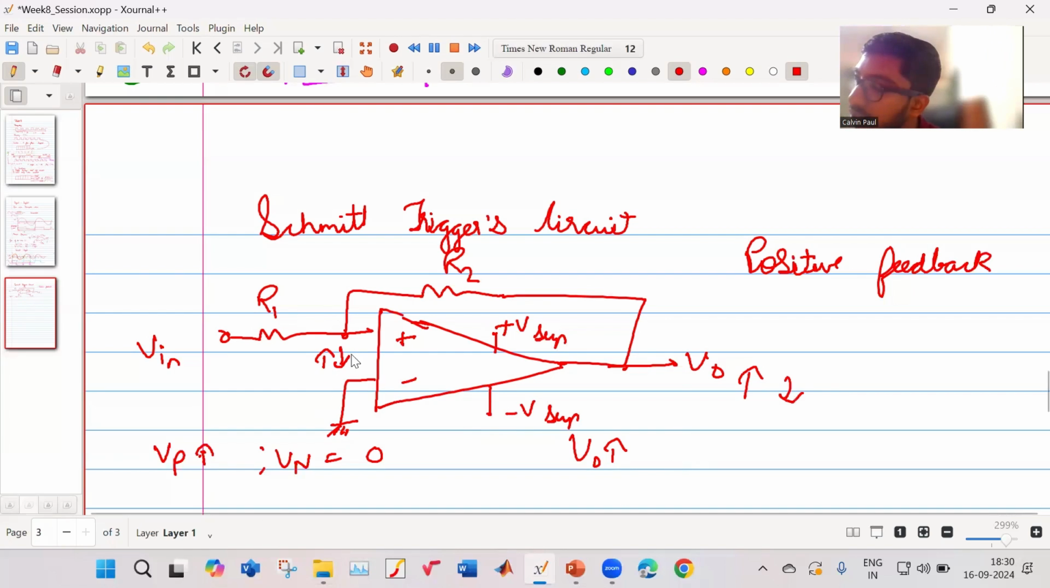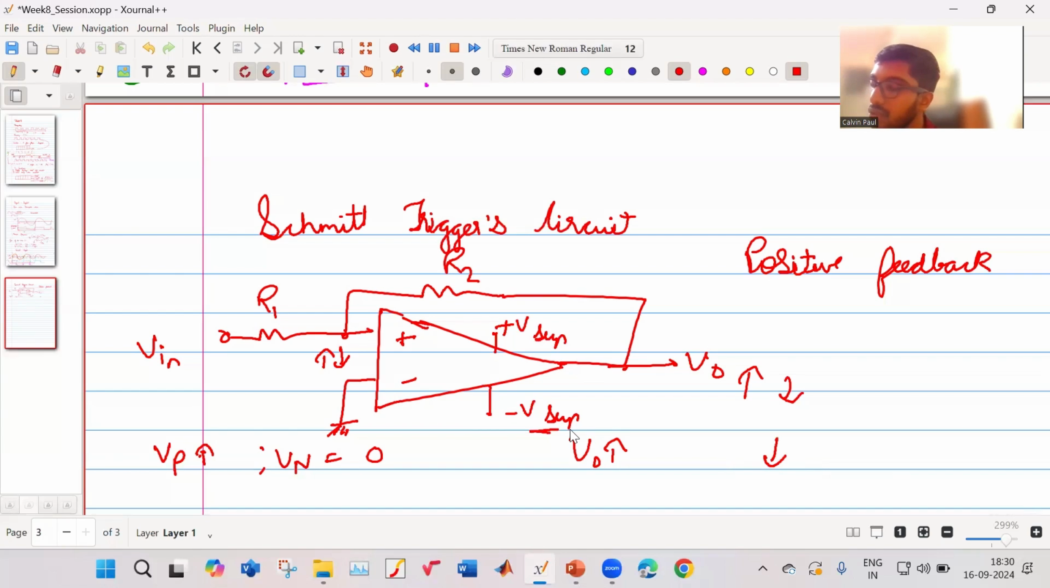Similarly, if your V output goes low, then your VP will also go low. Your VP is lower, but your VN is the same. So your V output will further reduce. It will further go down until it reaches minus V supply. So this is the concept of positive feedback.